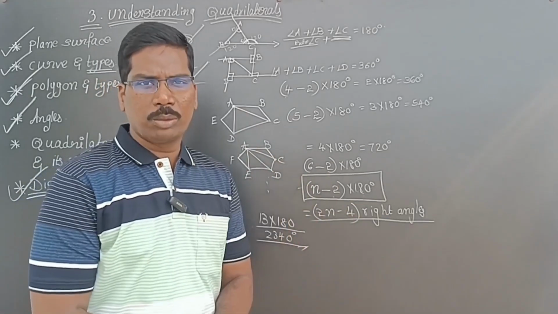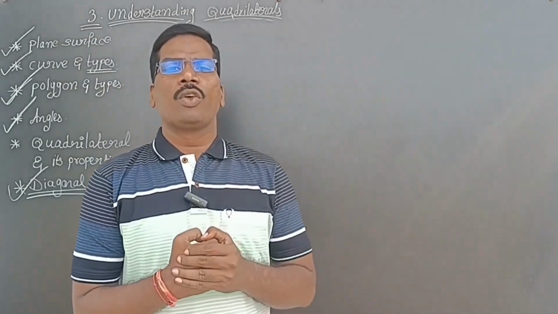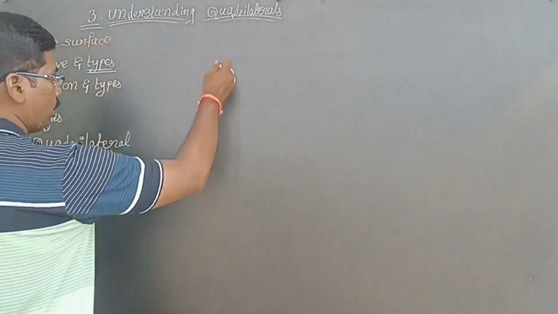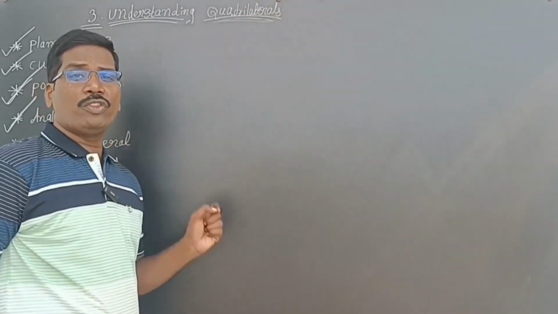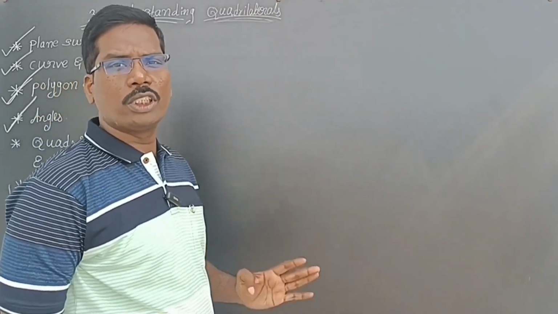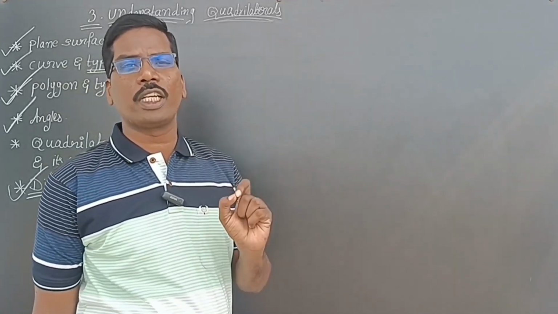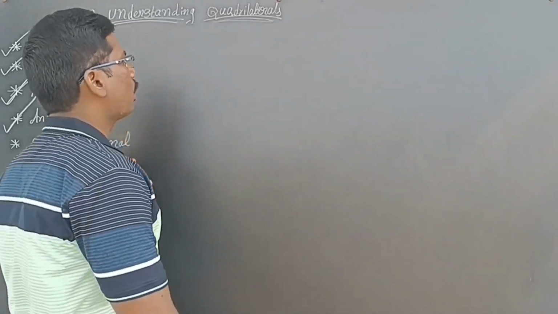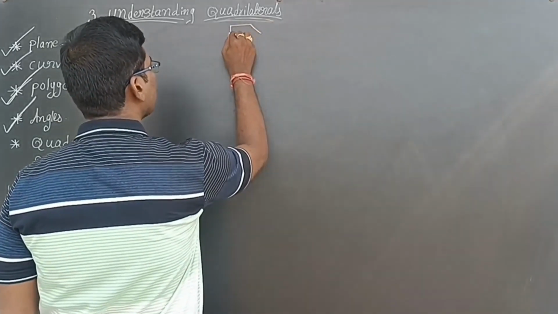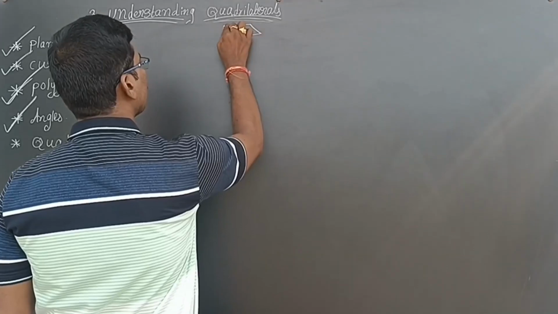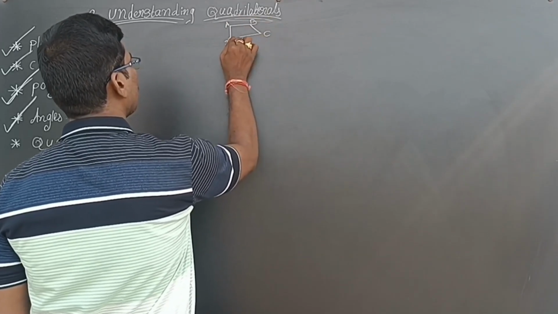Now we are going to discuss quadrilateral. Quadrilateral means what? This is a quadrilateral. A polygon with 4 sides is called a quadrilateral. A simple closed figure which is having 4 sides is called a quadrilateral. Now see here, I am drawing a quadrilateral. A, B, C, D is a quadrilateral.